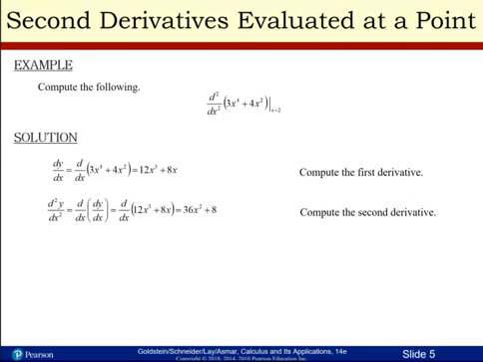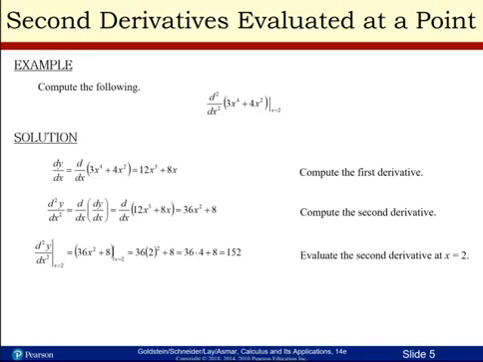Now I just need to put in a 2 for x, and that will have me evaluating this at x equal 2. So when I plug in a 2, I'll get 36 times 2 raised to the second power plus 8. And computing those numbers, I will get 152. And that is evaluating this at x equal 2.